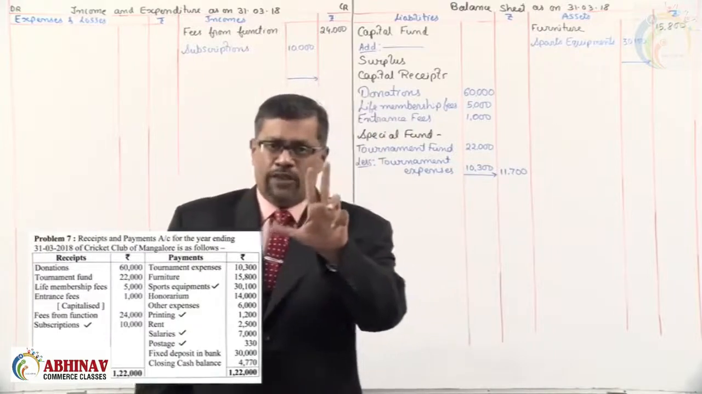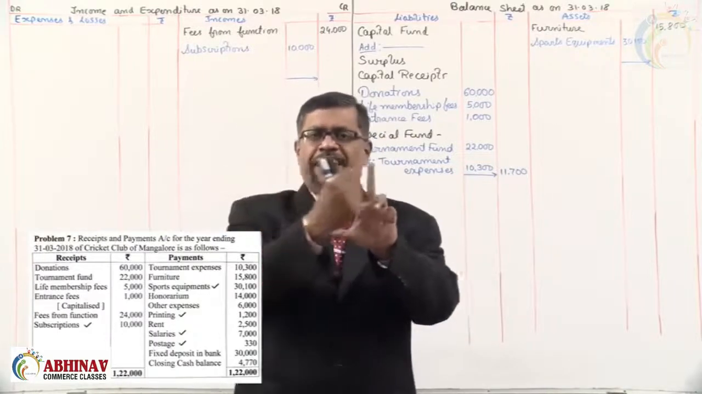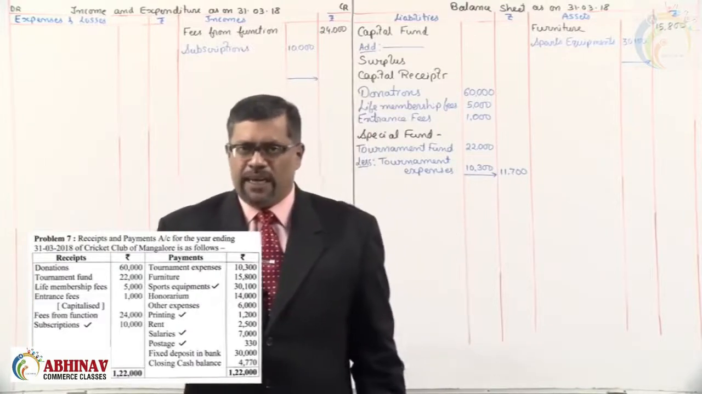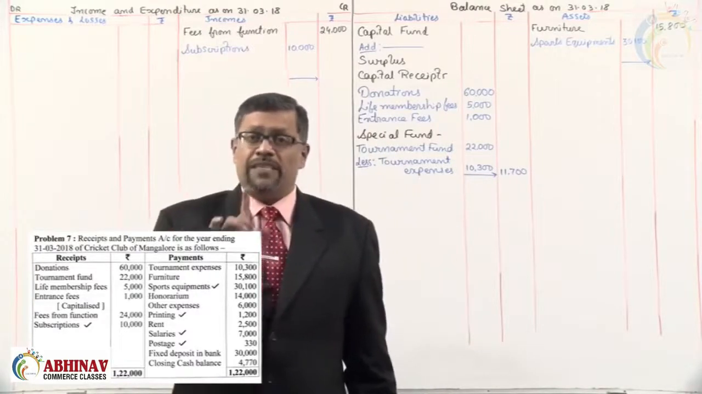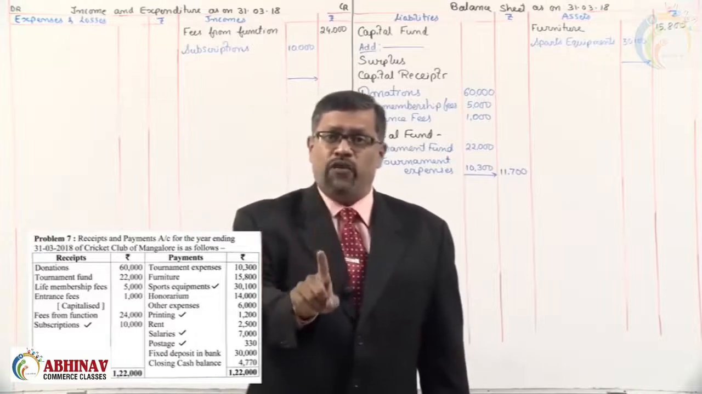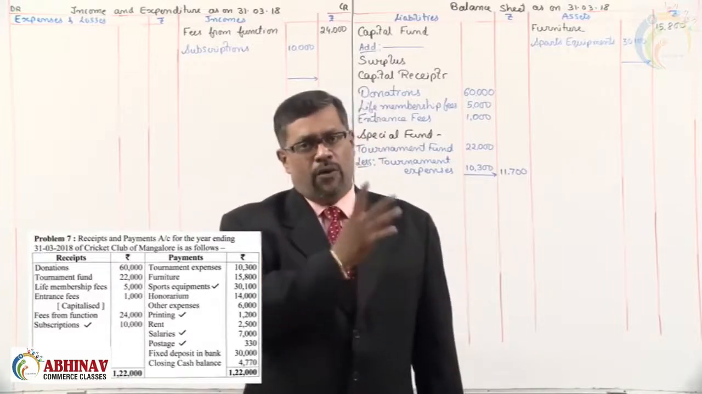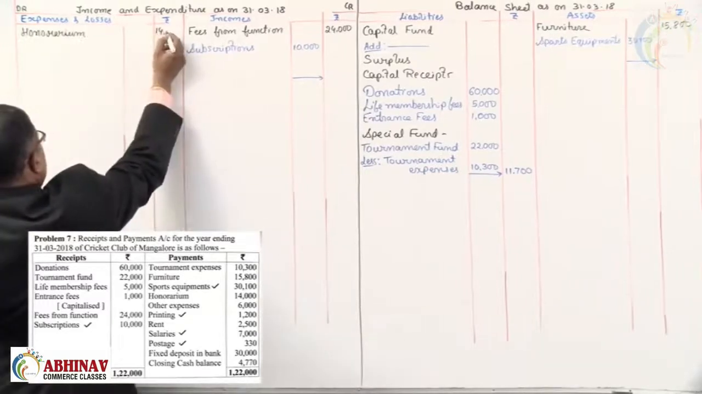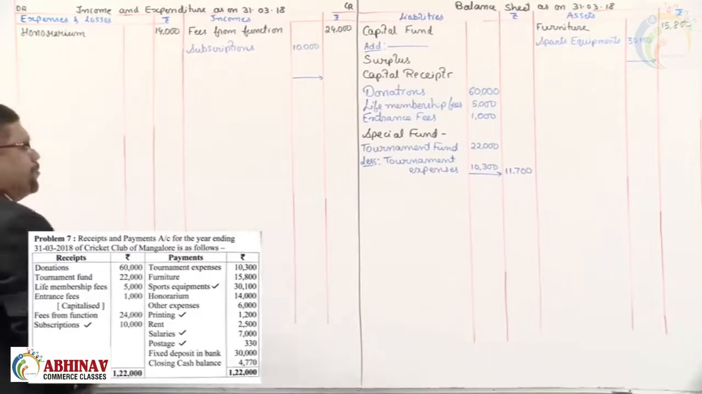Is it a non-recurring expense? No. It is not a capital expenditure, we take it as revenue. Do we have a tick mark against it? No. That means there is no adjustment. We'll take the full amount, 14,000, in the outer column as the expenditure. Honorarium, entire amount 14,000 in the outer column.